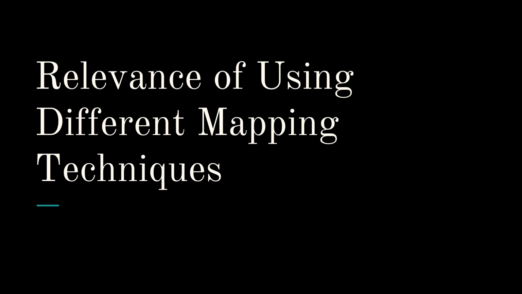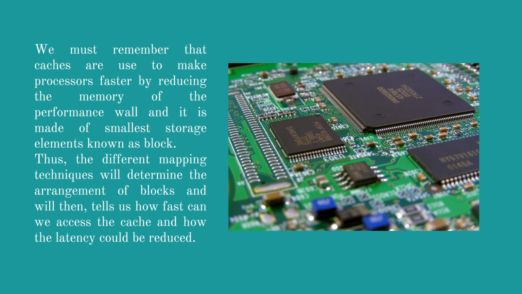Relevance of using different mapping techniques. We must remember that cache are used to make processors faster by reducing the memory performance wall, and it is made of small storage elements known as blocks. Thus, the different mapping techniques will determine the arrangement of blocks and will then tell us how fast we can access the cache and how the latency could be reduced.